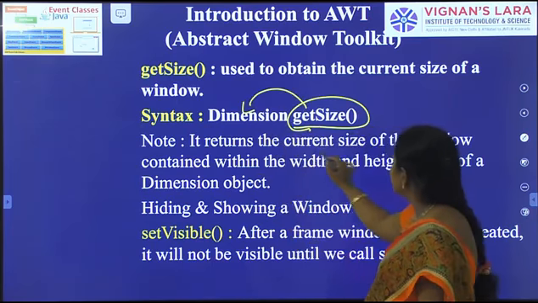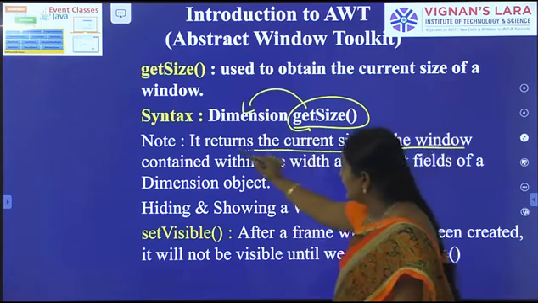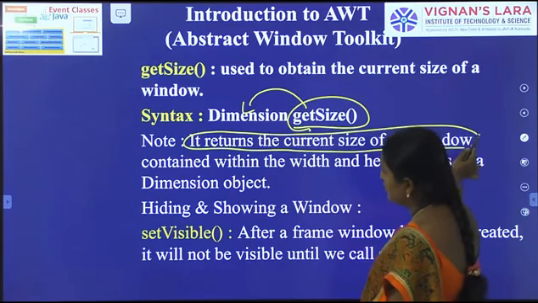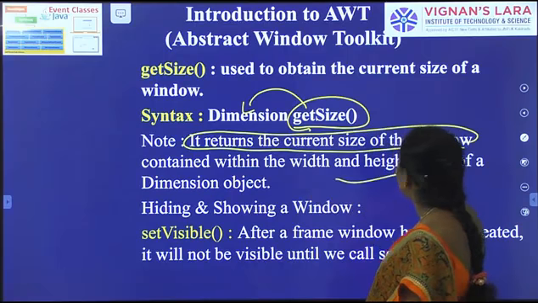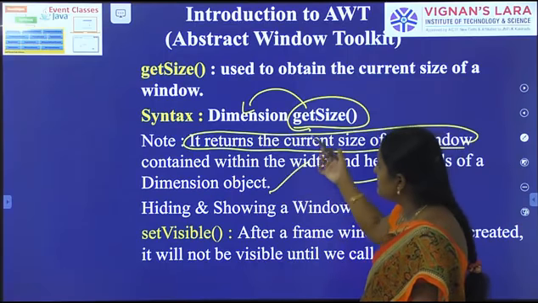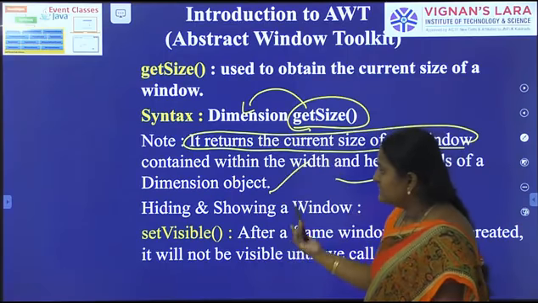Next, it returns the current size of the window. Note, it returns the current size of the window. It contains the width and height fields of a Dimension object. A Dimension object means it has height and width attributes.